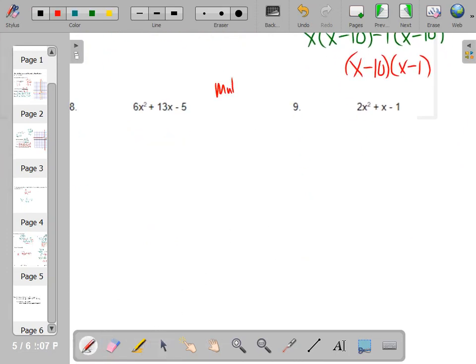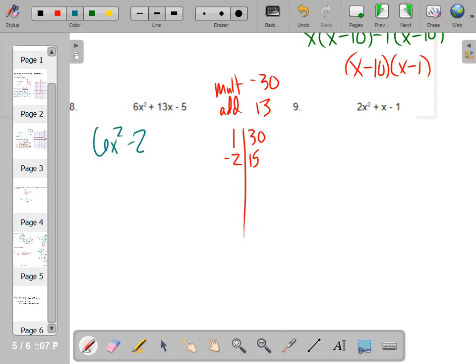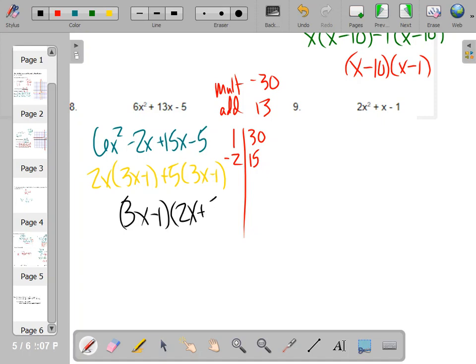Two more just like that, but these have leading coefficients. So we need numbers here that multiply to 6 times negative 5, which is negative 30, and add to 13. If it helps, make a table: 1 and 30, 2 and 15. Wait a minute, one of these has to be negative, so right there, that makes 13. So when I split the middle, 6x squared minus 2x plus 15x minus 5. Factor by grouping: 2x times 3x minus 1, plus these guys are both multiples of 5. Now I have 2 factors that look the same, 3x minus 1, and my other factor is 2x plus 5.